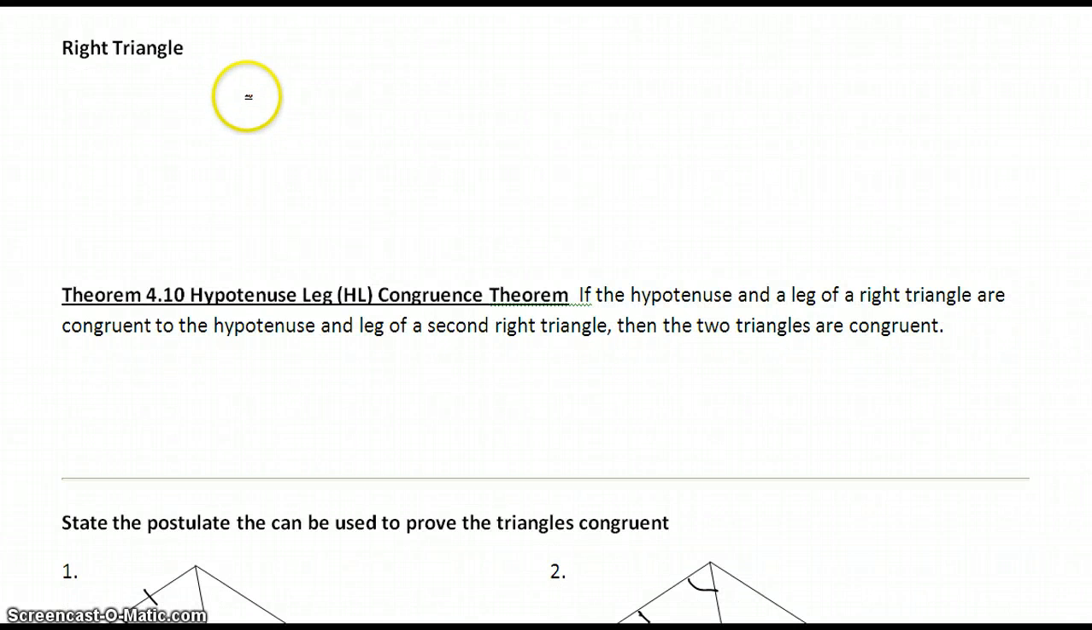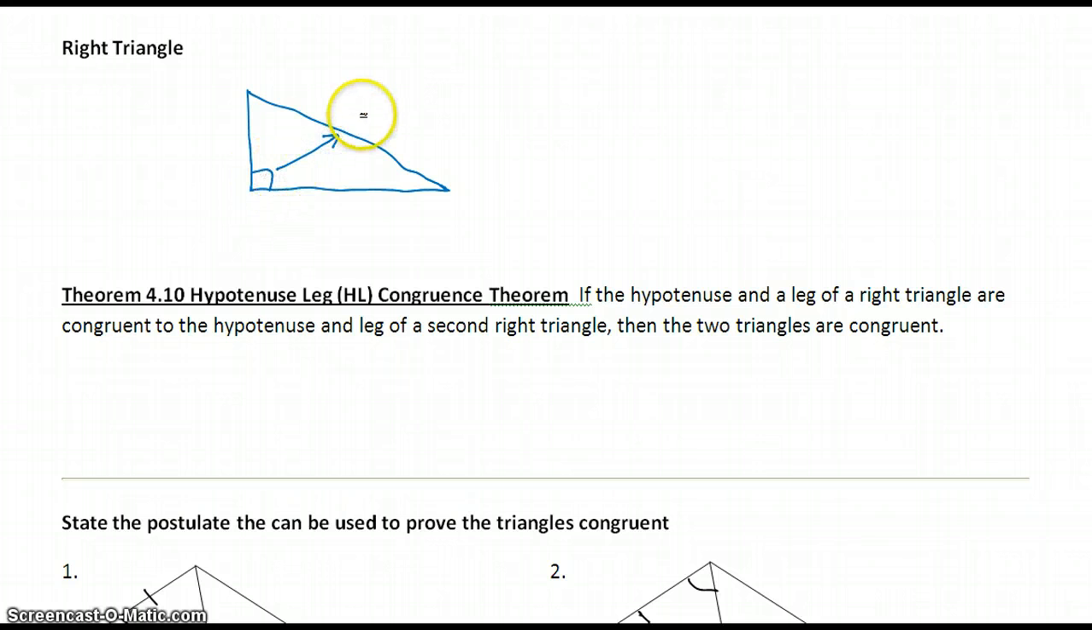In a right triangle, there is one right angle. The side opposite that right angle is called the hypotenuse. And the two other sides that aren't the hypotenuse in a right triangle are called the legs.